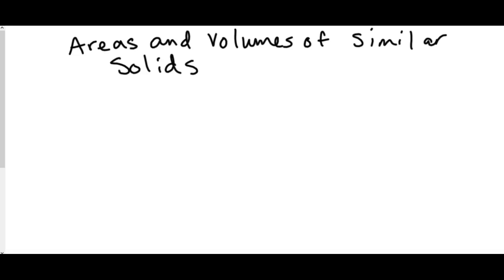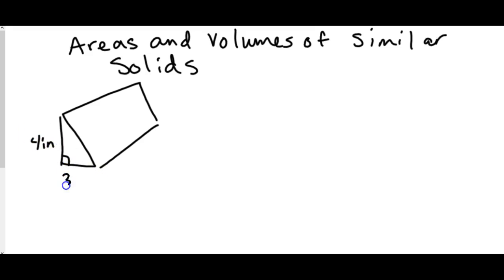This video is about areas and volumes of similar solids. So when you're looking at two similar solids, first you can find what's called the similarity ratio, which just compares the lengths of the different sides. So let's say we're working with two triangular prisms.